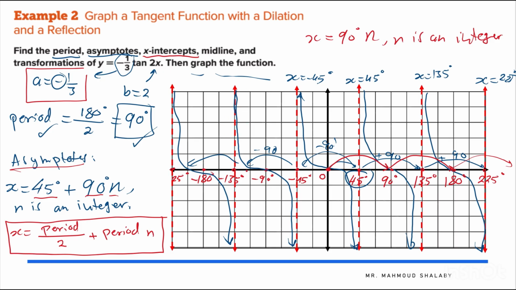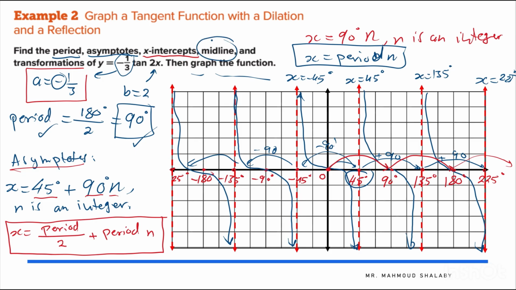So we have here x equals, because starting with 0, the x-intercept will be repeated every 90 degrees, so it will be 90n. How can we apply this as a rule? We can say the x-intercepts will be x equals period multiplied by n. So we can simply say it will be x equals period multiplied by n. So this is for the x-intercept type.